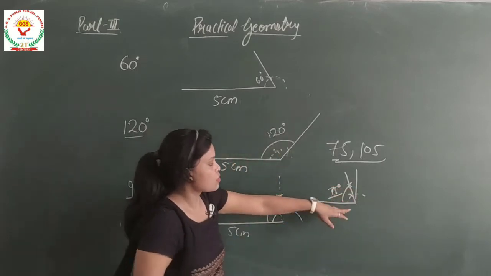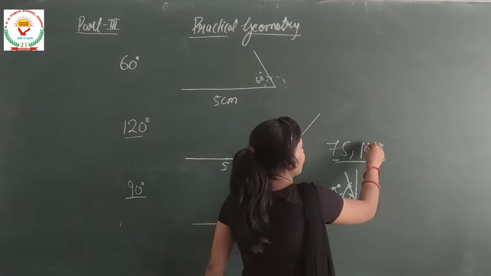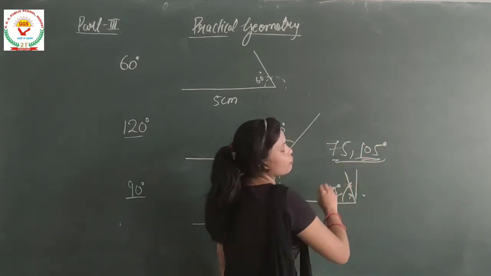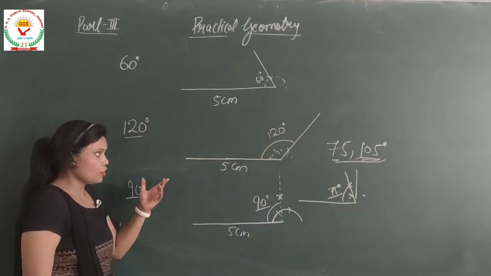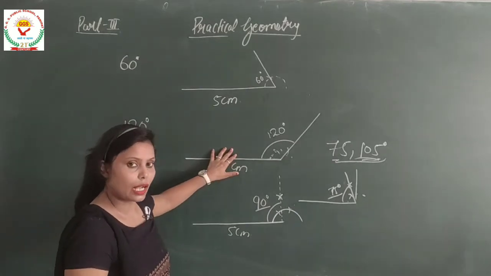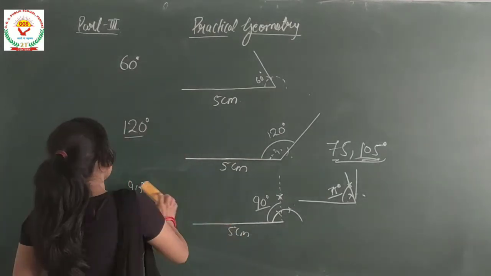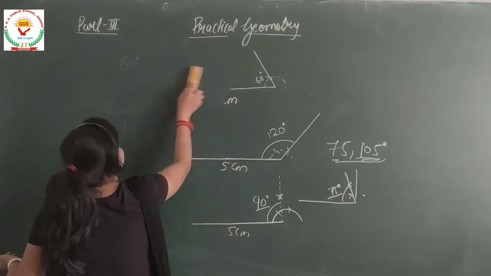Repeating the same process to the left side of the right angle, you can mark 105 degrees. So this is the process to make angles with the compass. Now let's start the construction of the quadrilateral.